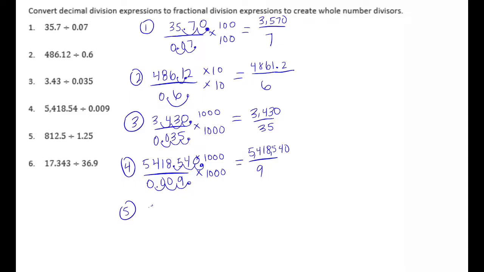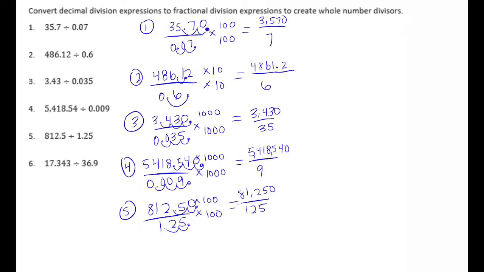Number 5, 812 and 5/10 divided by 1 and 25/100. So move it 2 places. 2 powers of 10 is 100. Gets us 125. And if I move this 2 places, we need a 0 there. So that is 81,250.